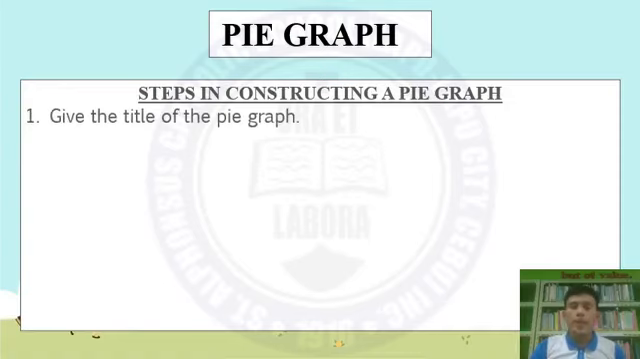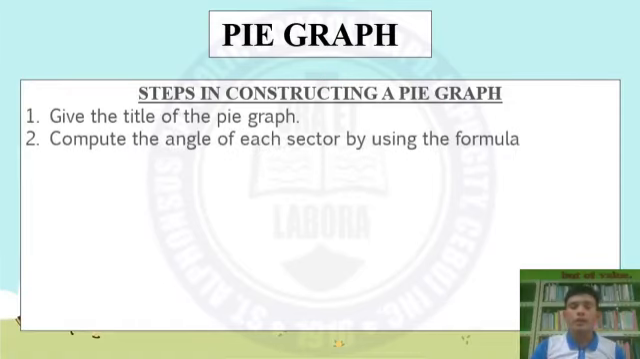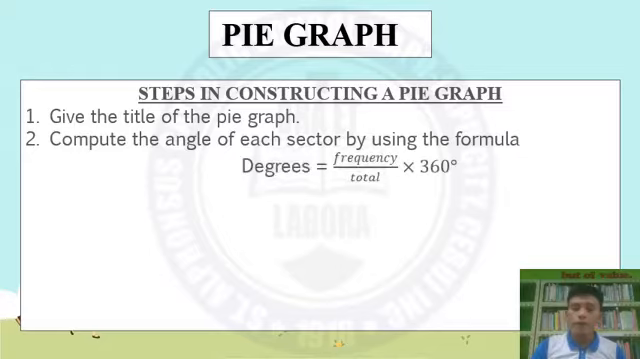Steps in constructing a pie graph. First, give the title of the pie graph. Second, compute the angle of each sector by using the formula: degrees is equal to frequency over total times 360 degrees. This is used for plotting. You will use a protractor for this one.